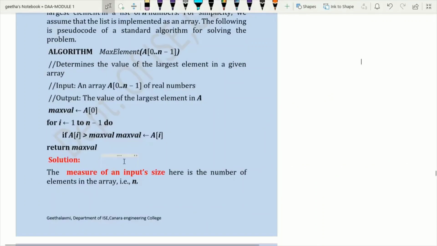Now we'll see the time complexity of the max element algorithm. First of all, the first step in finding the time efficiency of a non-recursive algorithm is the measure of input size. Here it is the number of elements in the array. You can see here the input size is the number of elements, that is n.